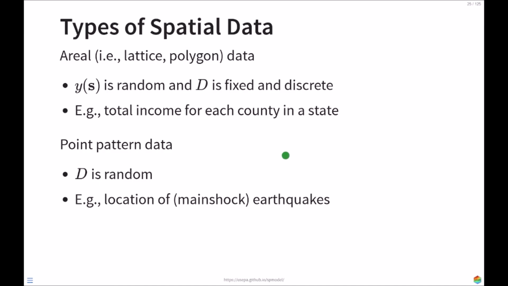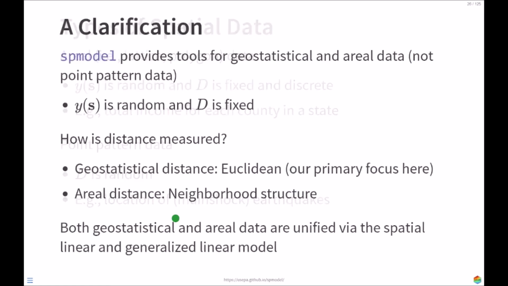The third type of spatial data is a little bit different. This is point pattern data. With point pattern data, D, the spatial domain, is actually what's random and of interest. So where things occur is the primary process that we're studying. For example, this could be the location of main shock earthquakes. Do they occur together? Do they not? That would be an example of point pattern data.